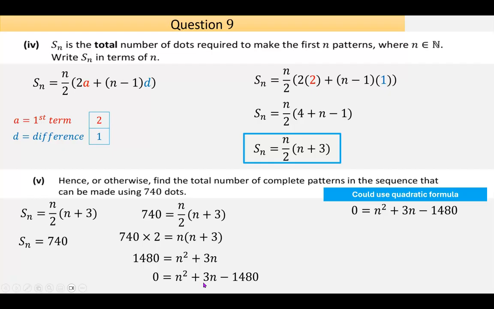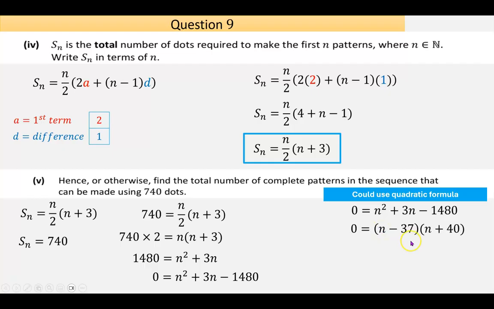Now, we could use the quadratic formula. That takes a lot of editing, and that's perfectly fine. In the quadratic formula, which is given in the maths tables, you need to know the a, b, and c values. The a is the number in front of the n squared, so it's 1. The b value is the number in front of the n, so it's plus 3. And the c value is the minus 1480. A lot of times people ignore the sign and just take the number, but you have to put in the negative. And you get the answer.